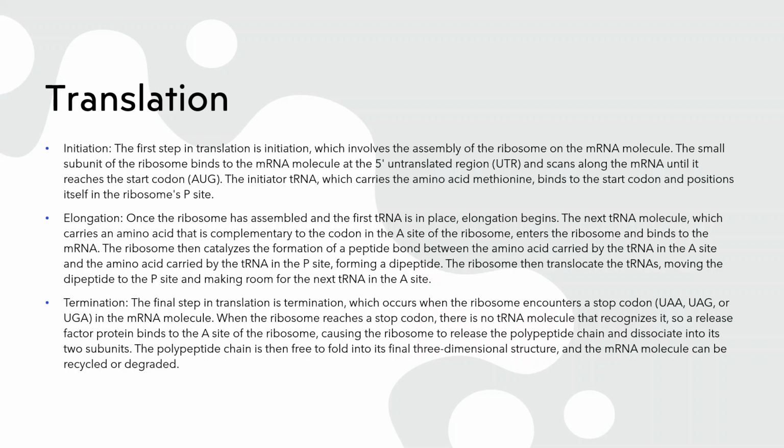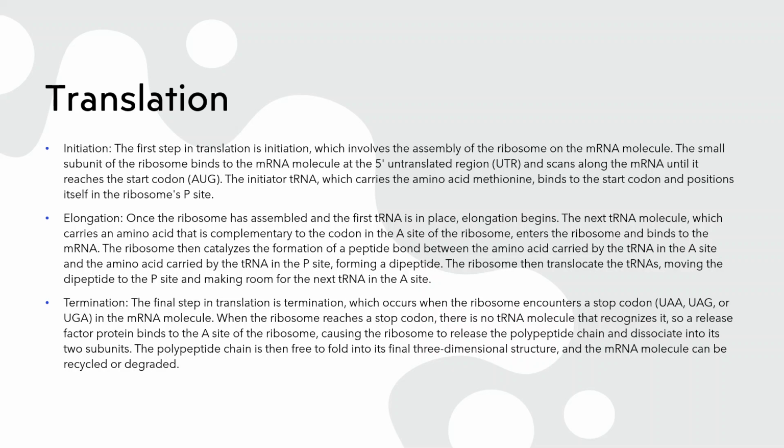Next comes elongation, where once the ribosome has assembled and the first tRNA is in place, it can begin. The next tRNA molecule, which carries an amino acid that is complementary to the codon in the A site of the ribosome, enters the ribosome and binds to the mRNA. The ribosome then catalyzes the formation of a peptide bond between the amino acid carried by the tRNA in the A site and the amino acid carried by the tRNA in the P site, forming a dipeptide.